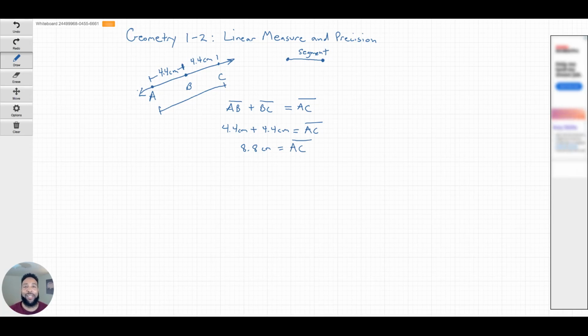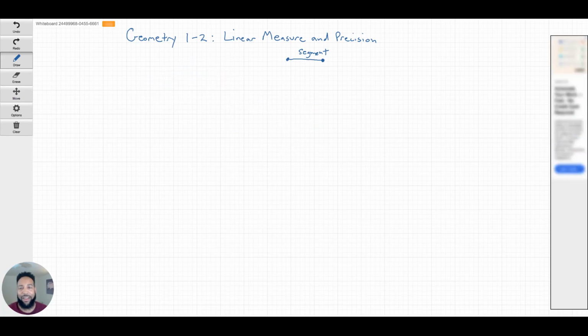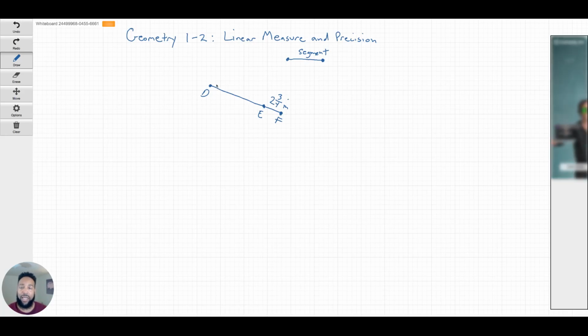Okay, let's try another type of geometry problem when it comes to linear measure and precision. All right, for our next problem, let's just say we have a segment with points D, E, and F. And let's just say the distance between E and F is 2 3/4 inches. And then let's say that the distance between D and F, which is here, let's just say that's 11 inches.